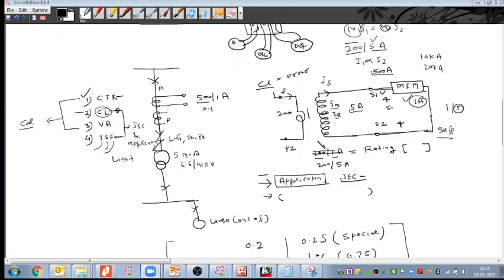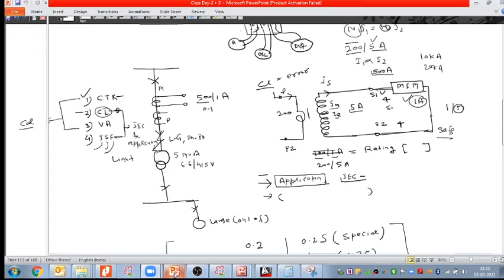That is about the magnetic materials. Okay, so coming back, I hope the difference between the metering CT and the protection CT is clear.